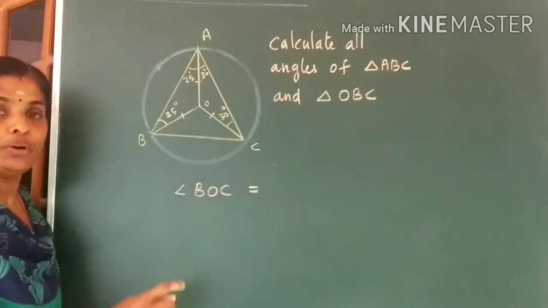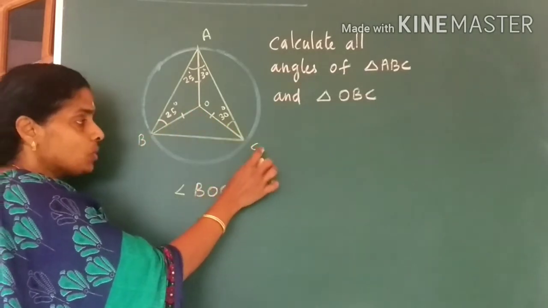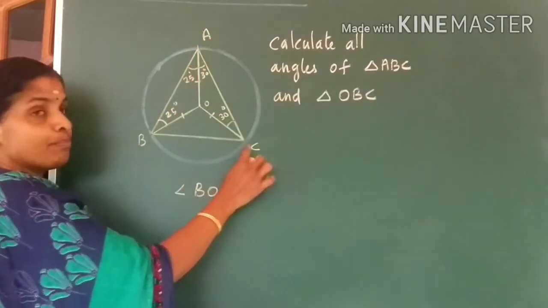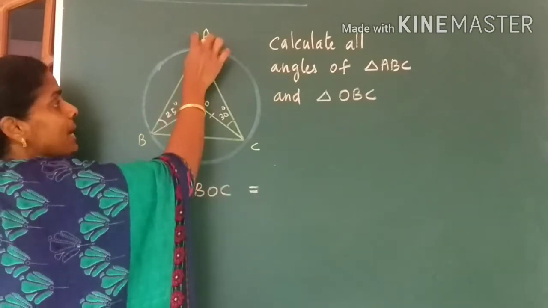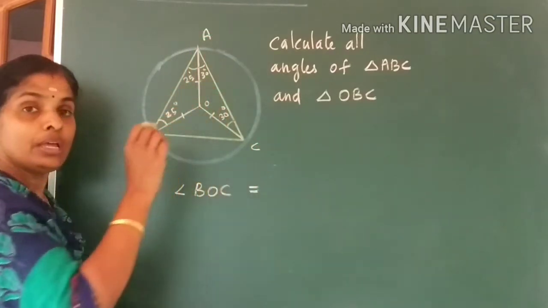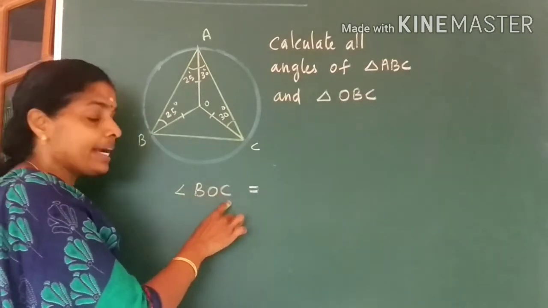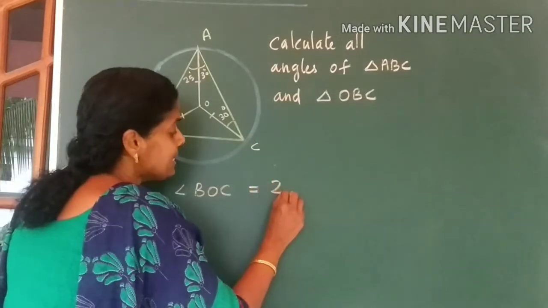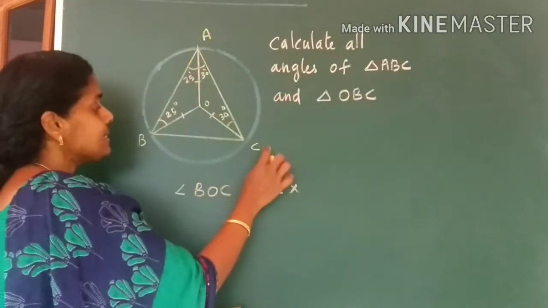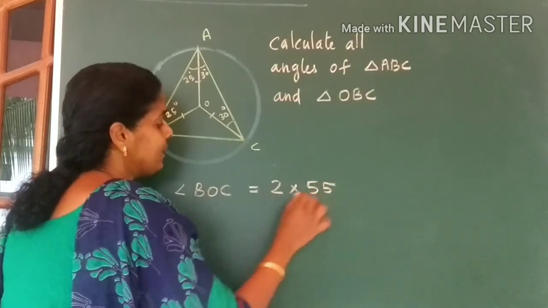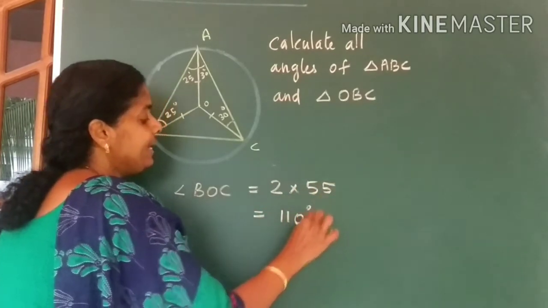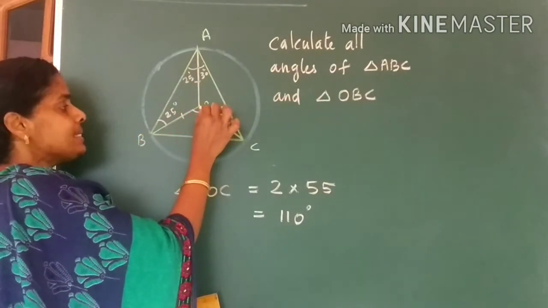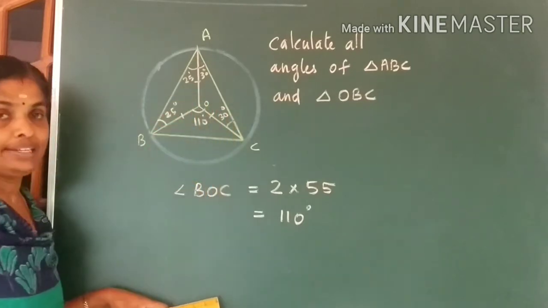Now, we can find out the angle BOC. Now, what do you know? This angle BOC would be double of angle BAC. Now, we know angle BAC to be equal to 55 degrees. So, what is angle BOC? Angle BOC would be equal to twice the angle BAC. That is 2 into 55, which gives you 110 degrees. Now, let us mark this angle to be equal to 110 degrees.